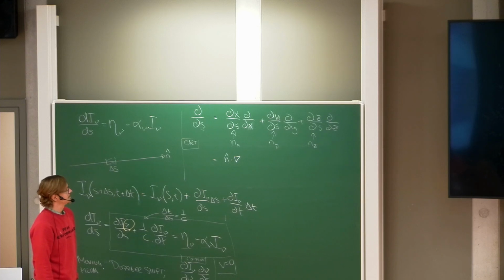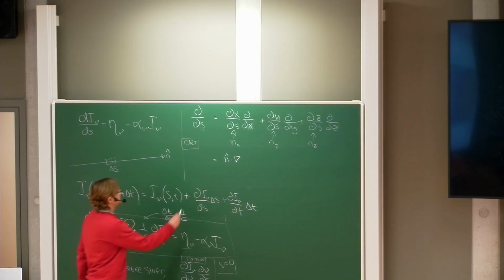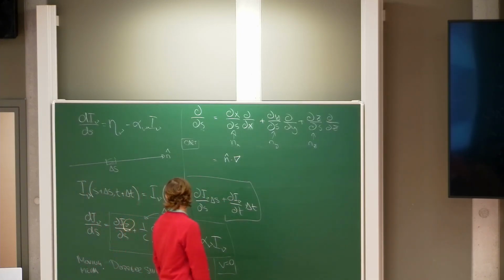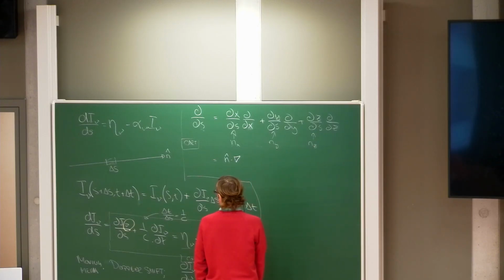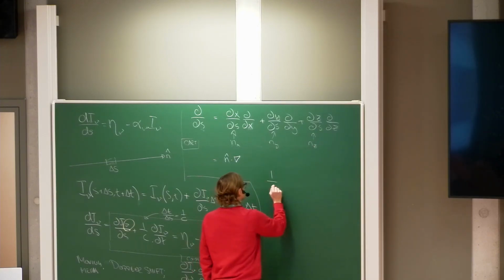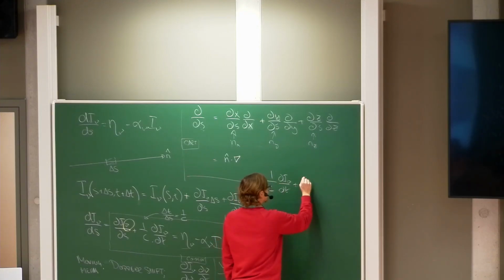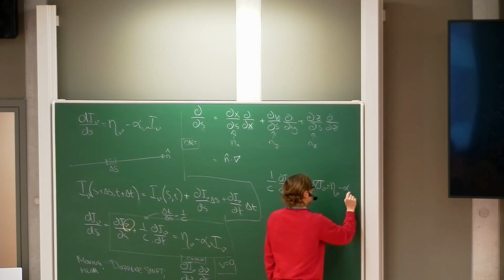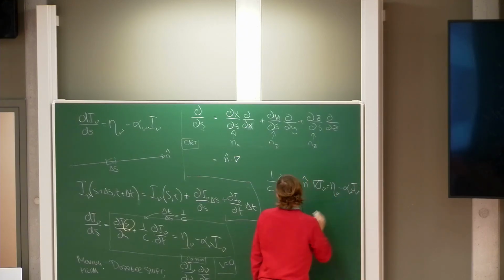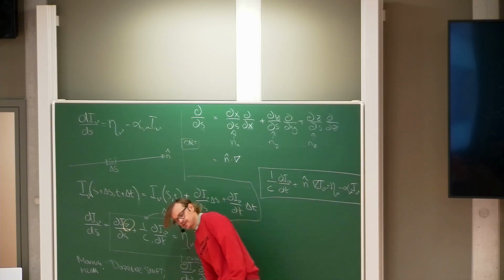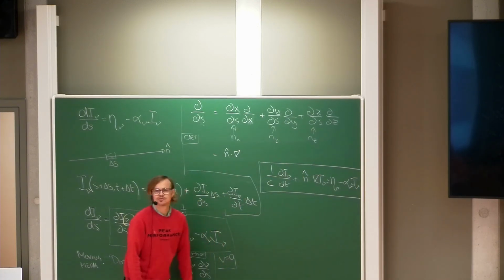Yeah? So then we can reformulate this in a neat way: (1/c) dI_nu/dt plus n hat dot gradient of I_nu equals eta_nu minus alpha_nu I_nu. So there we have that form of the radiative transfer equation.